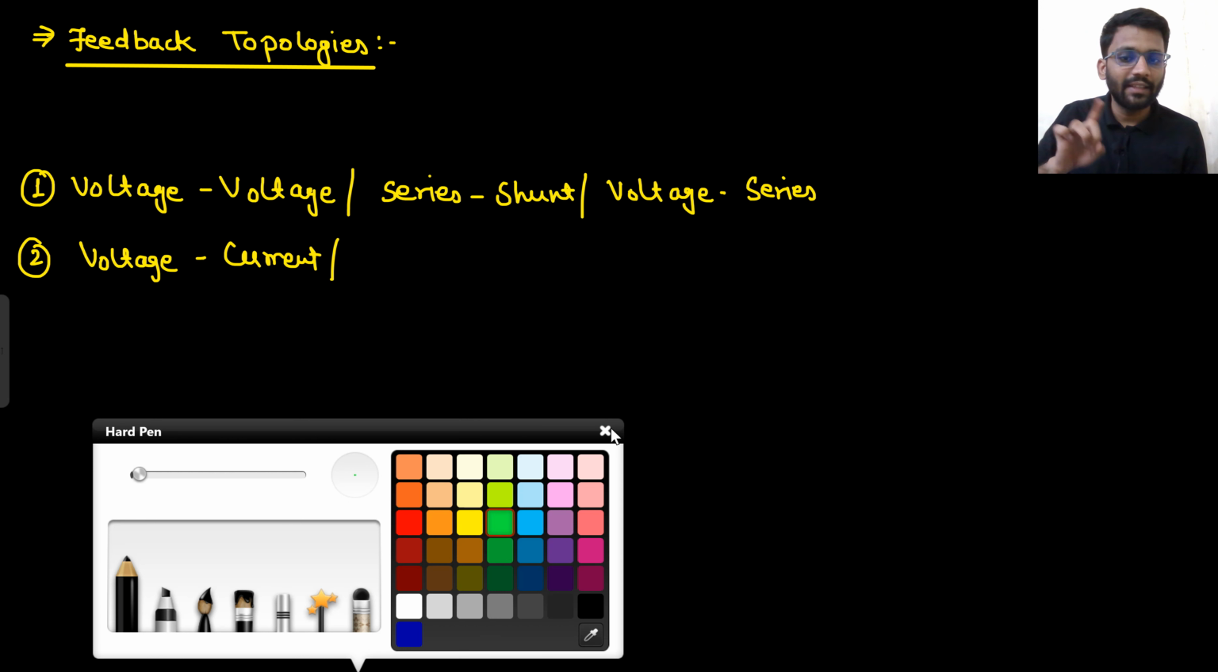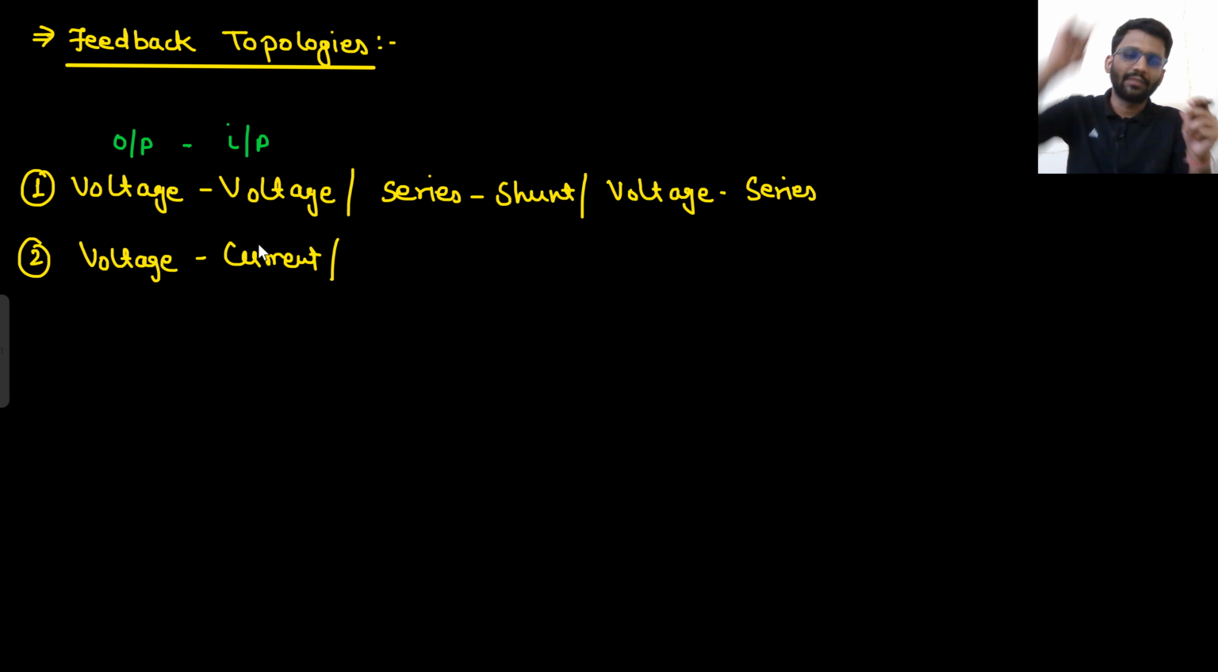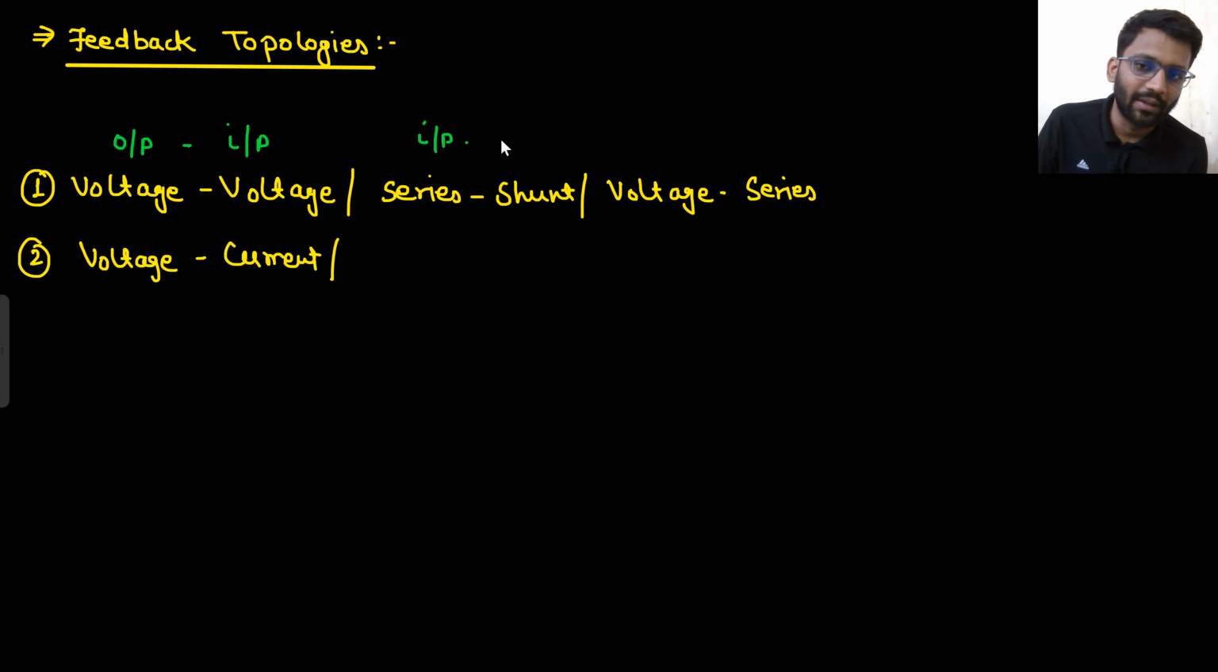But we always write in the opposite order, from output to input. So from output voltage is sampled and fed back to the input and it is mixed. But if we are writing series shunt or shunt series, then we will write input and output. How is this name written? Voltage is being sampled and voltage is mixed. Voltage is mixed in series connection, so that's why it is written series here.